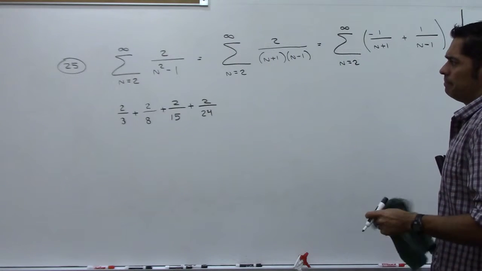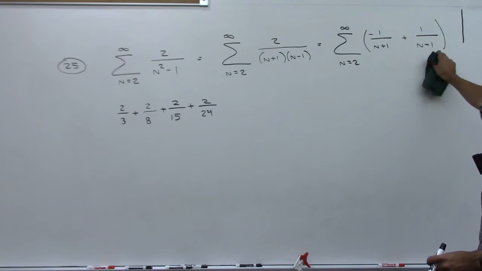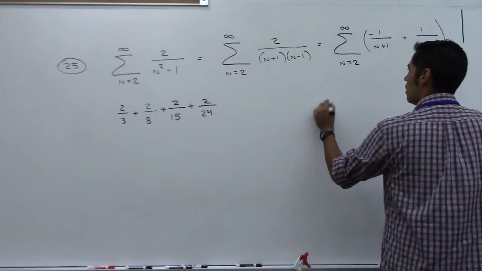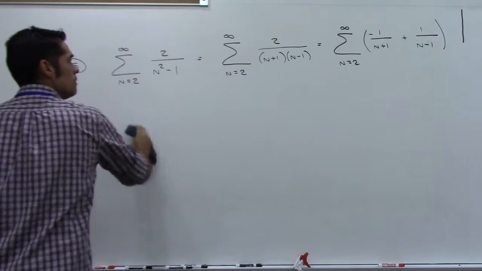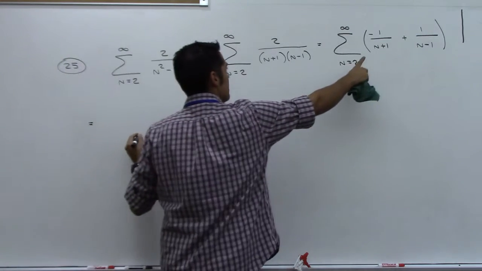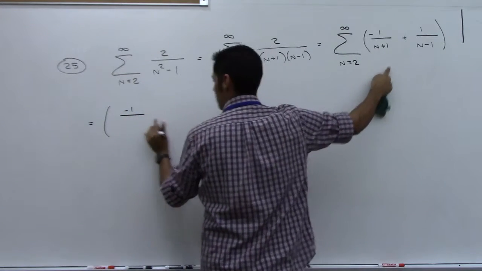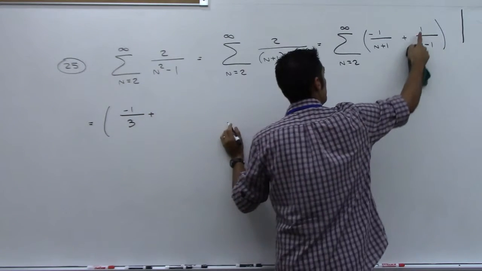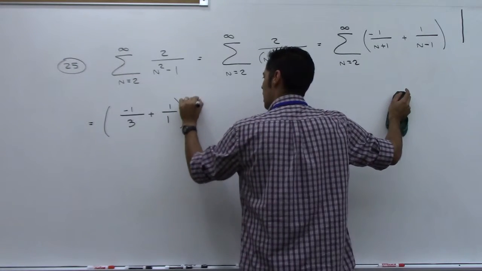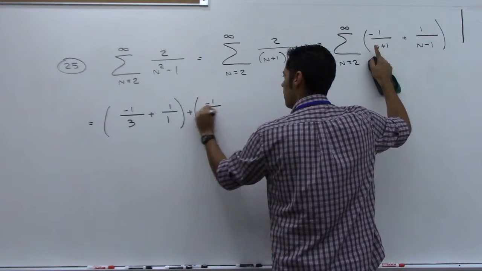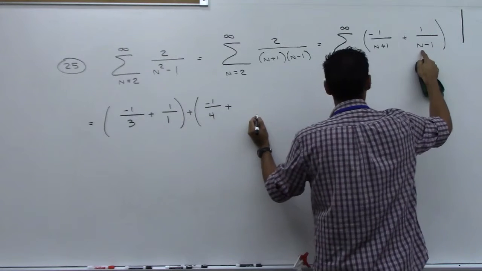I don't really see anything happening that is going to help me figure out what's going on. But if I rewrite it this way, watch what happens. So if I let n be 2, I get negative 1 over 2 plus 1 is 3, plus 1 over 2 minus 1 is 1. Plus, now I let n be 3, so I get negative 1 over 3 plus 1 is 4, plus 1 over 3 minus 1 is 2.